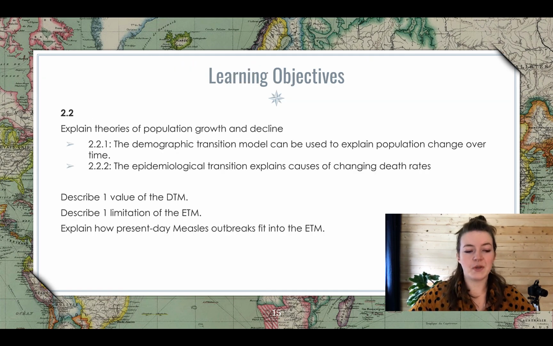Okay, that's it. So our learning objective, we wanted to explain theories of population growth and decline, specifically looking at the DTM to use it to explain population change over time, and the ETM to explain the causes of changing death rates. So I want you to do 3 things: describe one value of the demographic transition model, describe one limitation of the epidemiologic transition, and then explain how present-day measles outbreaks fit into the ETM. And that's it for today.